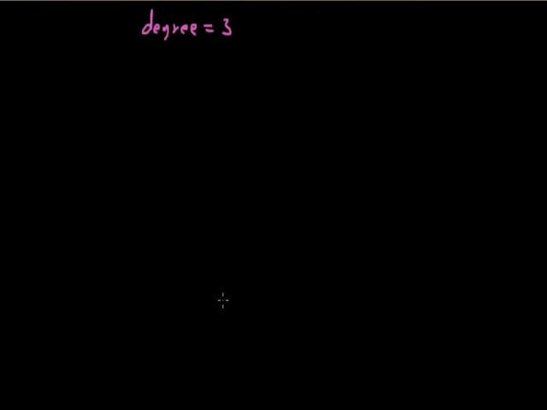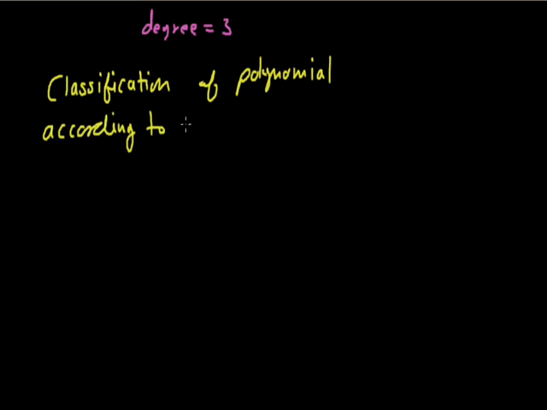We can classify the polynomials according to the degree as well. So we see the classification of the polynomial according to degree. Now the first classification is constant polynomial. What do we mean by constant polynomial? A constant polynomial is the one whose degree is 0.